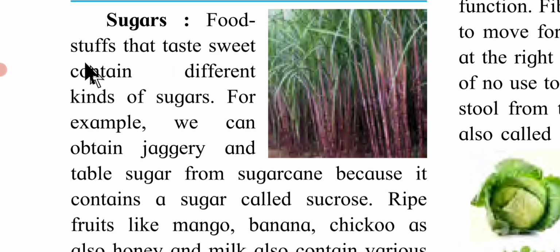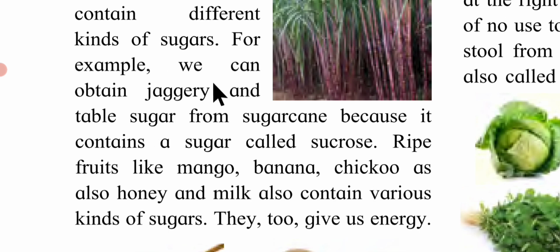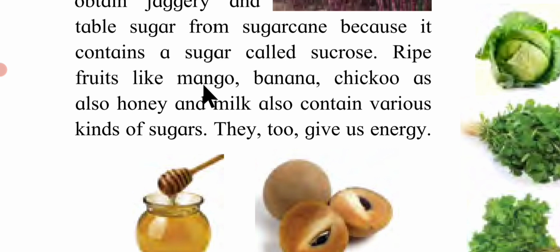Sugars. Foodstuffs that taste sweet contain different kinds of sugars. For example, we can obtain jaggery and table sugar from sugarcane because it contains a sugar called sucrose. Ripe fruits like mango, banana, chiku, as also honey and milk also contain various kinds of sugars. They too give us energy.